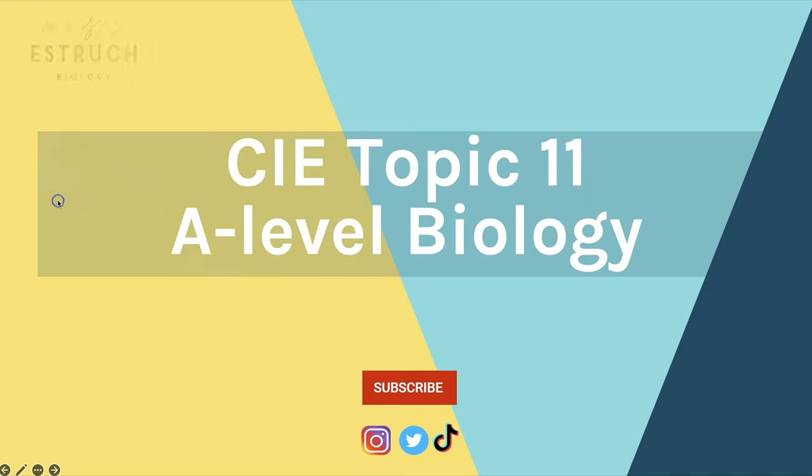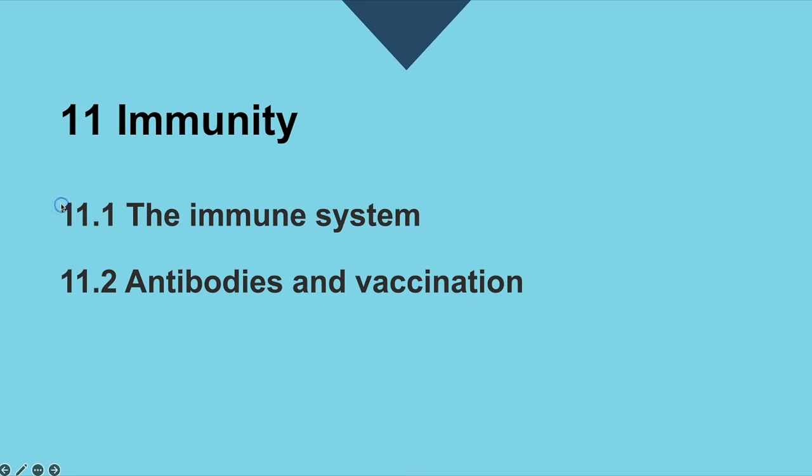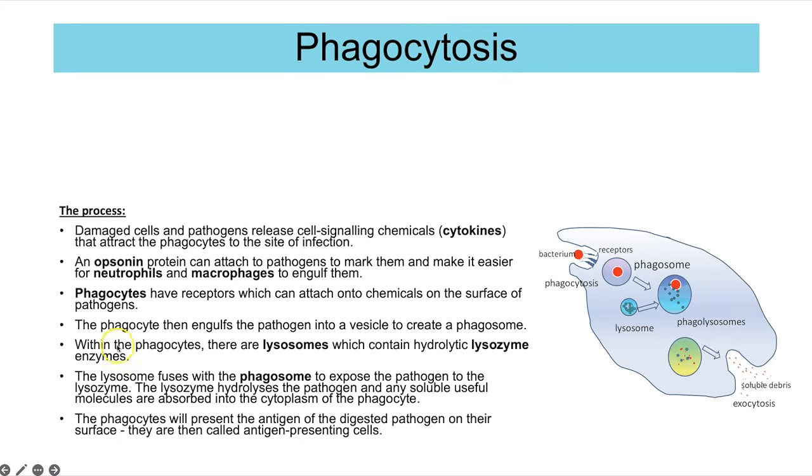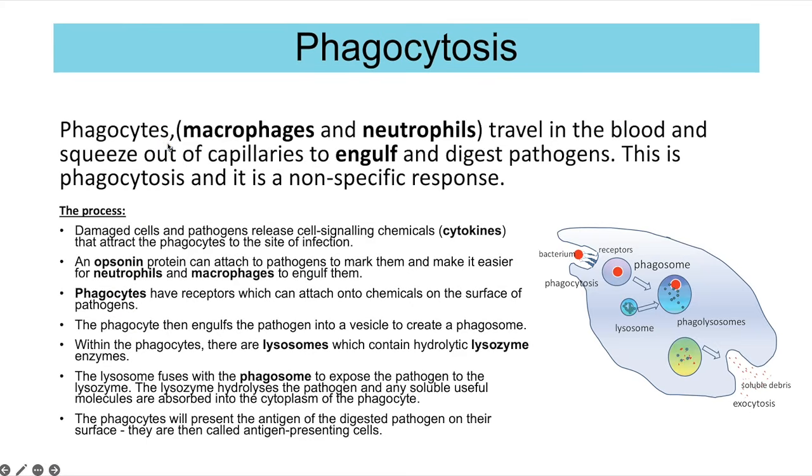So let's have a look at topic 11. And topic 11 covers the immune system, antibodies, and vaccination. We're starting with the immune system, looking at phagocytosis. Now, phagocytes, for example the macrophages and neutrophils, which are two types of blood cells, travel in the blood and squeeze out of capillaries to engulf and digest pathogens. And that's what phagocytosis is. It's a non-specific response whereby any foreign material that's detected will get destroyed by the phagocytes.